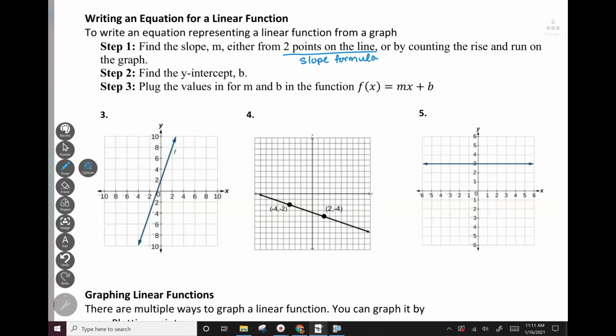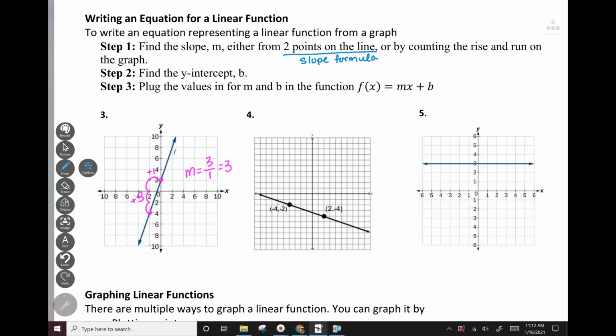All right, so let's do that. Step 1, find the slope. So on this one, it's pretty easy to count. I can just find 2 points where I can tell the line goes exactly through those 2 points, and then I can count the rise over the run. It's going up 3 and to the right 1. So the slope, rise over run, is going to be 3 over 1, which equals 3.